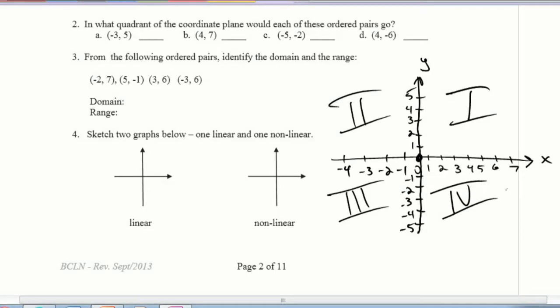So that's just a quick rundown of ordered pairs. Remember, ordered pairs always have the first term as our x, and then the second term is our y. It's always an x-y ordered pair. There's no exceptions to that rule.